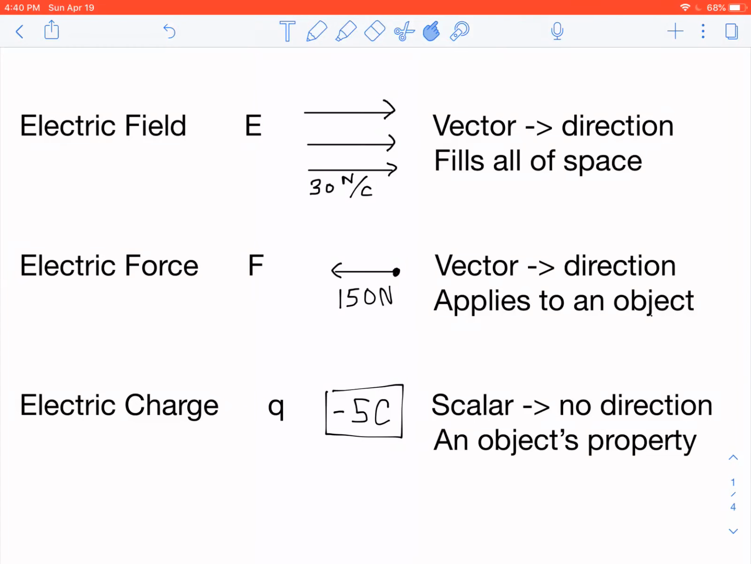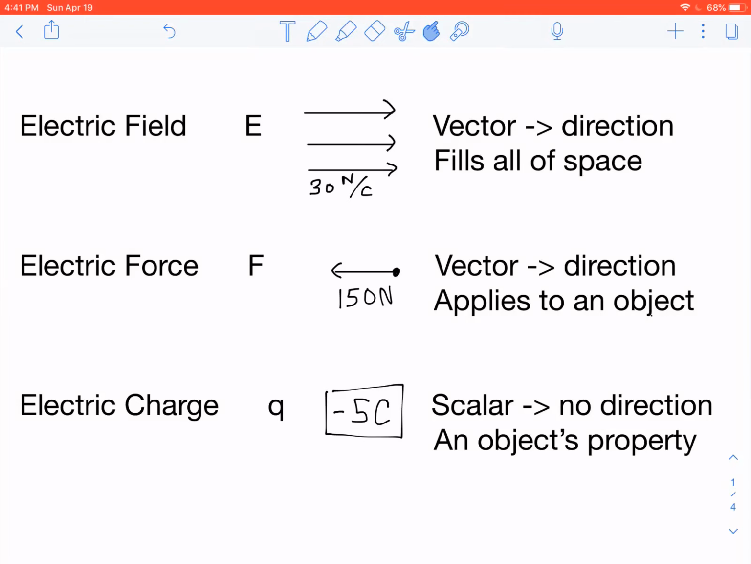When we're dealing with charges in electric fields, there are three quantities that we care about. First, the electric field. This is a vector and it has a value in every point in space. We made diagrams to consider how this is created a couple of weeks ago.